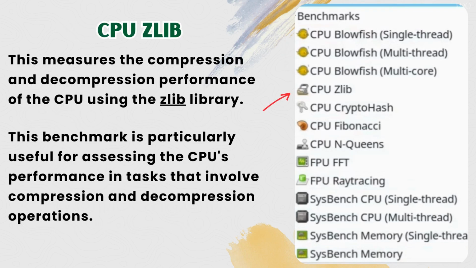CPU zlib. CPU zlib benchmark is a test that measures the compression and decompression performance of the CPU using the zlib library. Zlib is a widely used software library for data compression, known for its efficiency and compatibility.